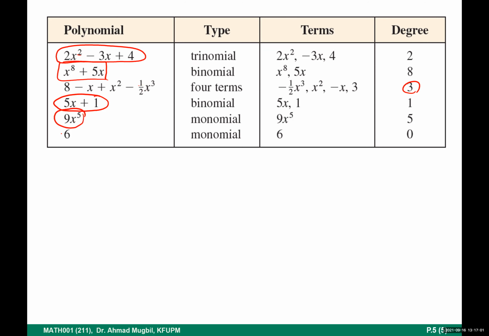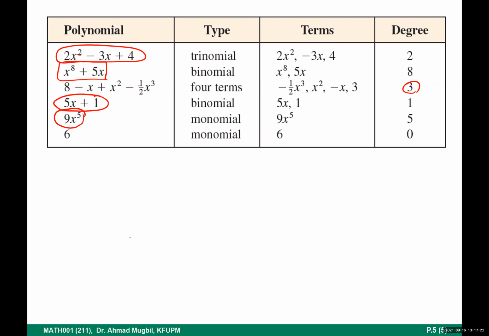This one, it is 1 term only, monomial. The degree is what? 5. The degree of this one is 1. What is the degree of the last one? 0. In a constant, it is called the constant term. It is in fact 6x to the power 0, which is 6 times 1, which is 6. So we shortly write it 6.